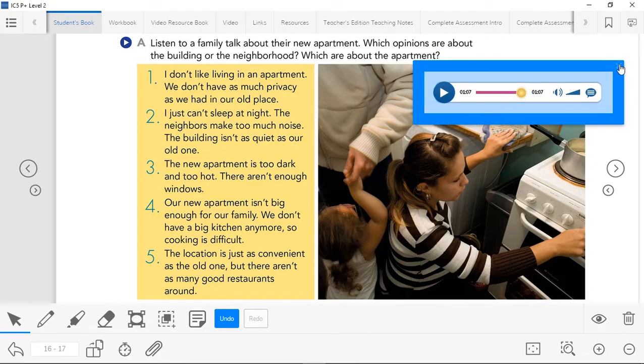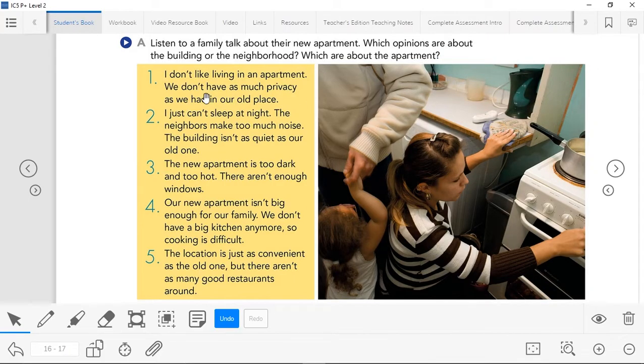Okay, very good. Let's see. I don't like living in an apartment. We don't have as much privacy as we had in our old place. That is about the apartment. I just can't sleep at night. The neighbors make too much noise. That is about the neighborhood. The new apartment is too dark and too hot. That is the apartment. Our new apartment isn't big enough for our family. That is the apartment. And the location is just as convenient as the old one, but there aren't as many good restaurants around. Okay, that is the neighborhood too.